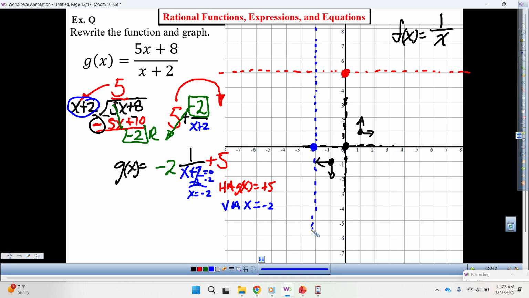So, with that said, technically, we have a point right here where both asymptotes intersect. We have a point right here and a point right here. Is that correct? However, turn to your neighbor, let them know what this negative 2 does to those 2 points. What does that negative 2 do to those 2 points?